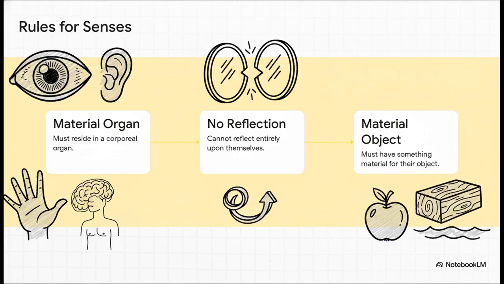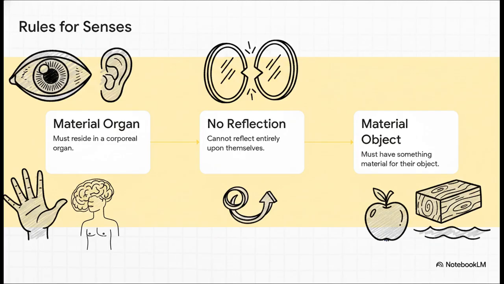A physical body can only produce a material modification, right? So the receiving sense has to have a physical organ, like an eye or an ear. Step 2 is really fascinating. The senses cannot reflect entirely upon their own operations. Why? Because they rely on extended physical organs. A physical extended thing can never entirely fold back in on itself in a perfect reflection.